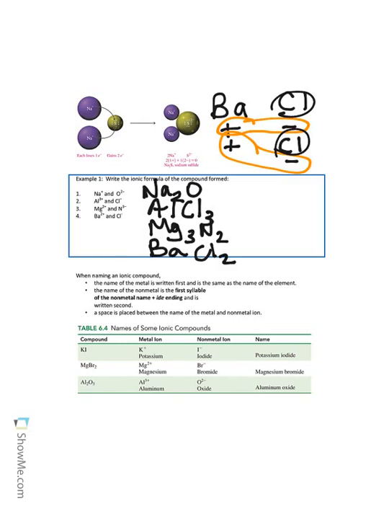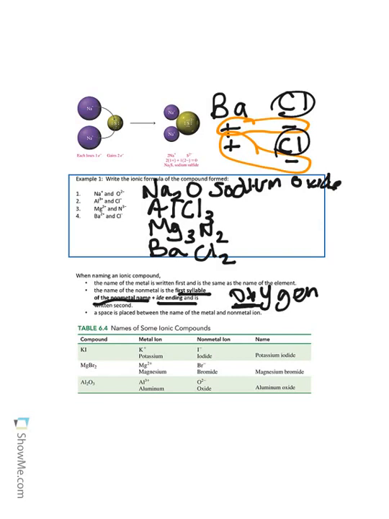But how do we name one of these things? When naming an ionic compound, the name of the metal is written first and is the same as the name of the element. So in this example, we had sodium ions and oxygen ions. So we have sodium, which is the name of the element, and it is unchanged. The name of the nonmetal is the first syllable of the nonmetal name with the ending changed to "ide." So the second element is oxygen. The first syllable is ox, and the ending is changed to "ide." So we have sodium oxide.